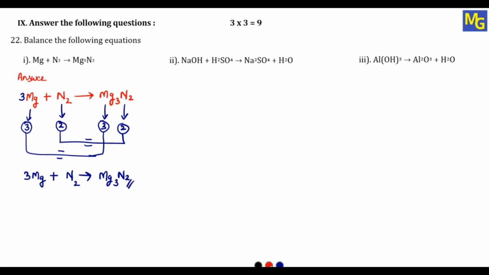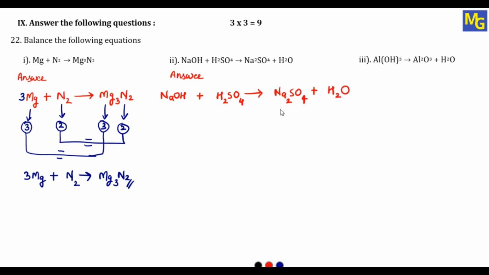Now we are going to move on to the next reaction. So I'll write the reaction down first and then we will start balancing it. So what is our reaction? It is NaOH plus H2SO4, and this is going to give sodium sulfate, Na2SO4, and one more product is water, that is H2O.